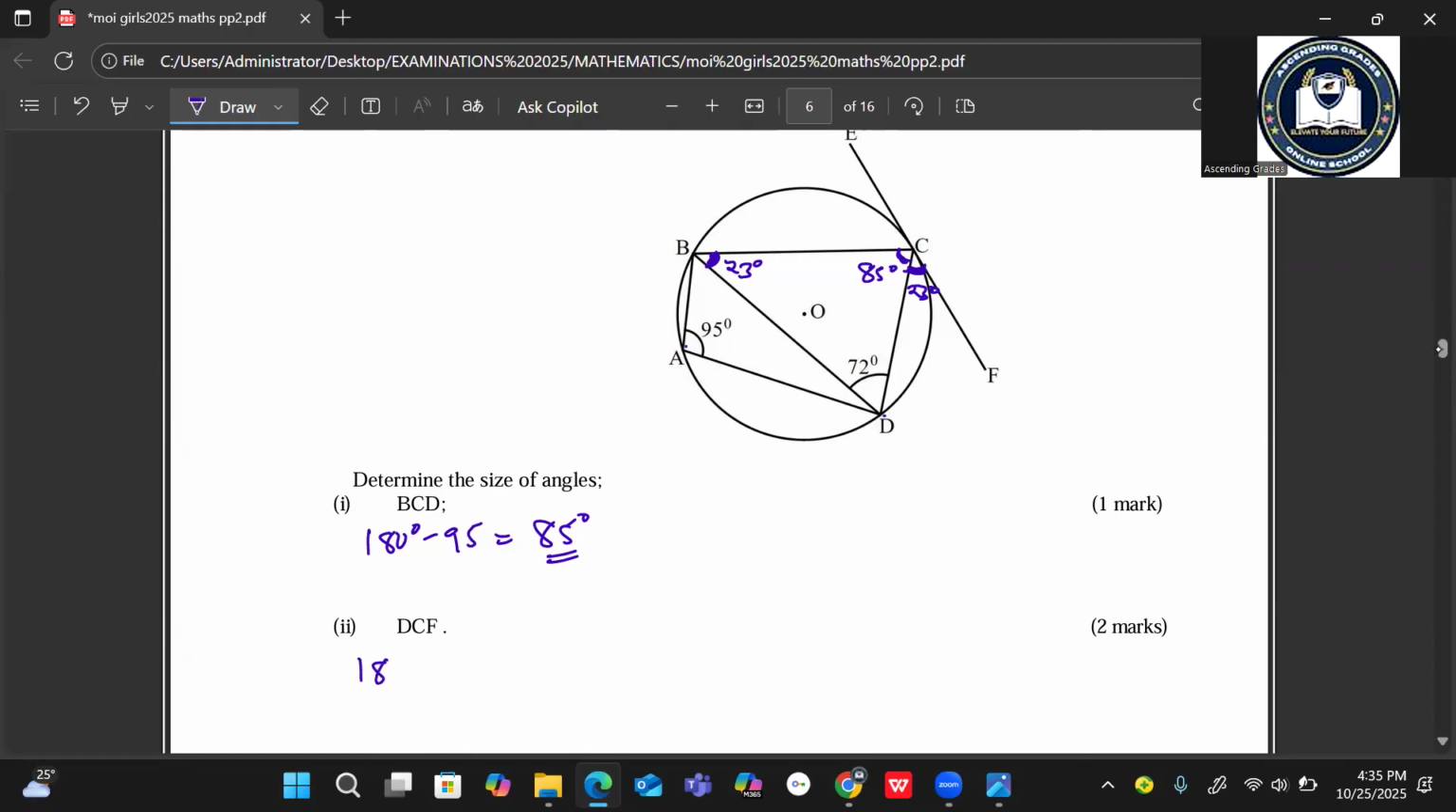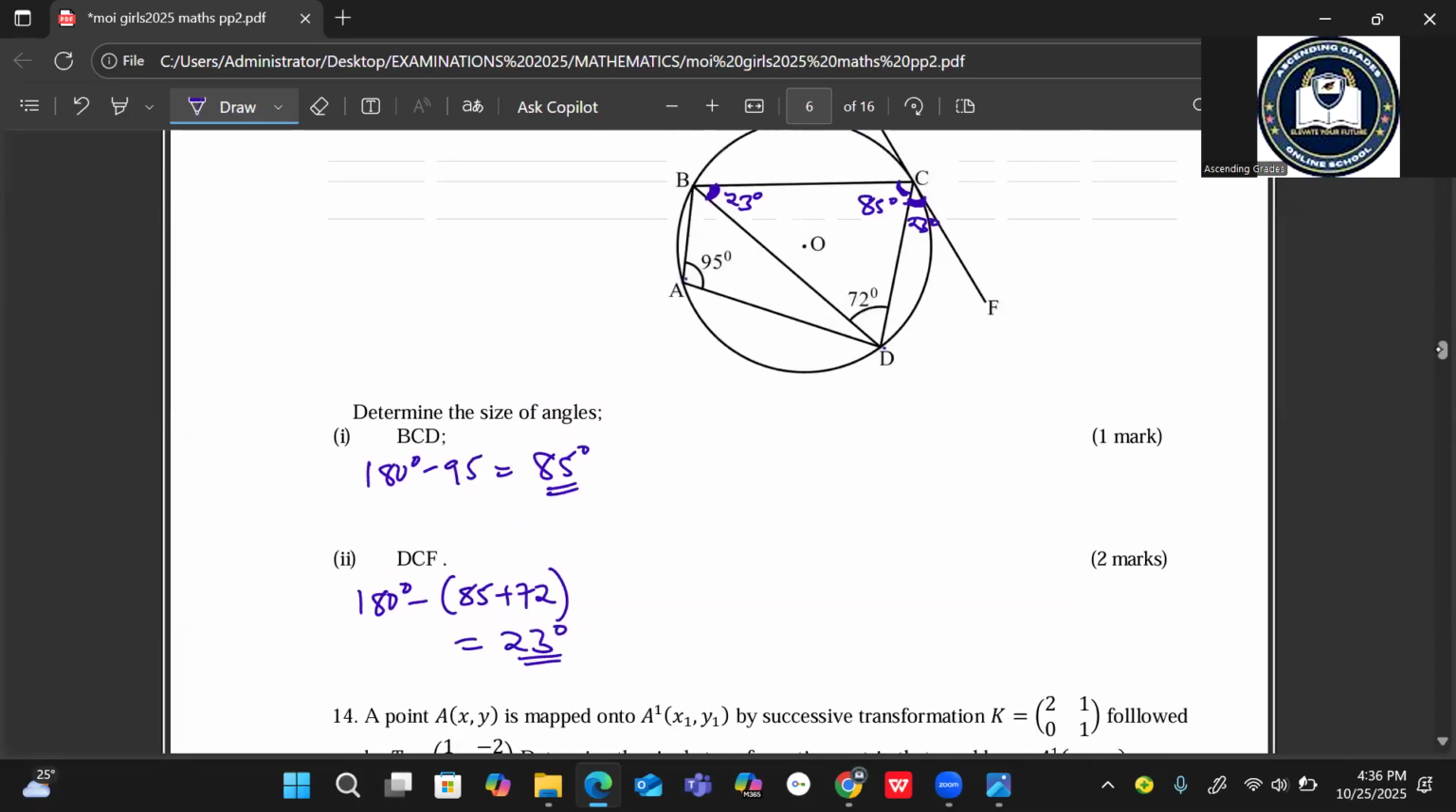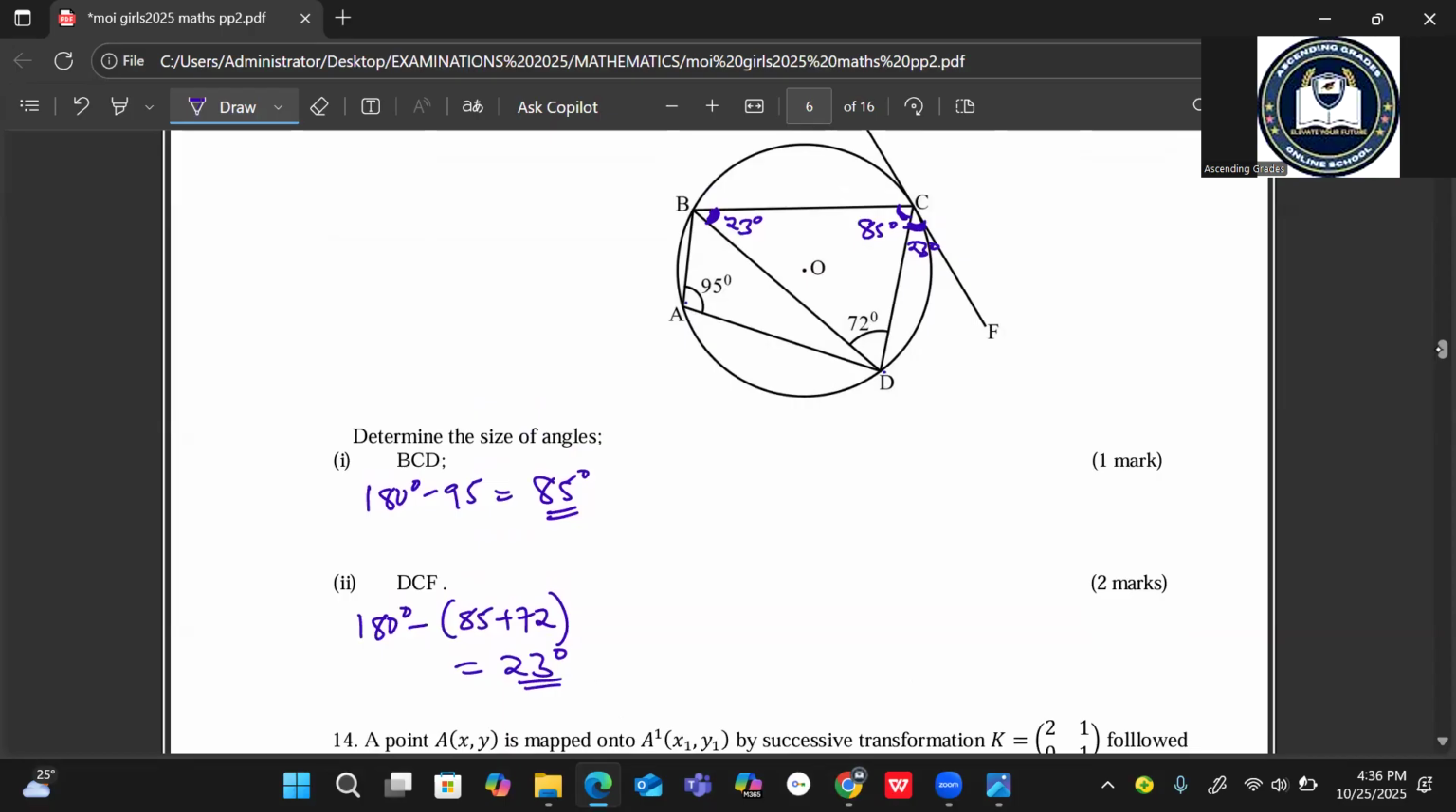Now, you simply take 180 degrees minus 85 plus 72, plus 23 degrees, and you get your 2 marks. That's simple. That is how we get it, because this 72, 85, and 23 add up to 180 degrees.